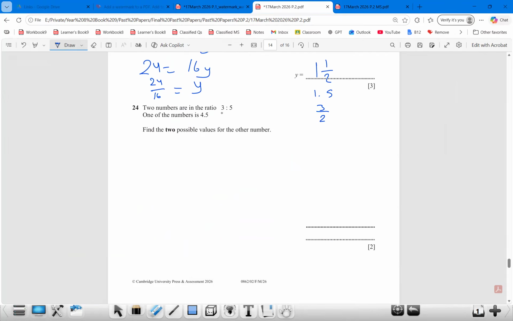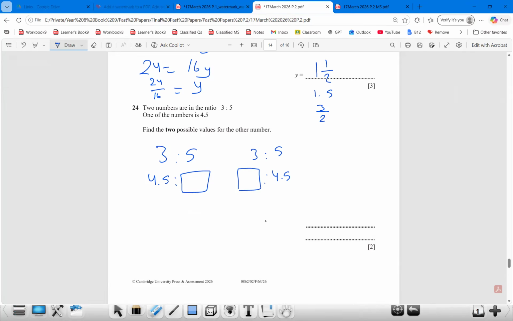Two numbers are in the ratio 3 to 5. So I got here 3 to 5. One of them is 4.5. Find the two possible values for the other number. Well, how can I find the two possible values for the other number? They told you that one of them is 4.5. Did they tell you which one? Did they tell you the smaller one is 4.5? No. So it could be that this here is 4.5, or 3 to 5 and this here is 4.5. So I got here a possible value.